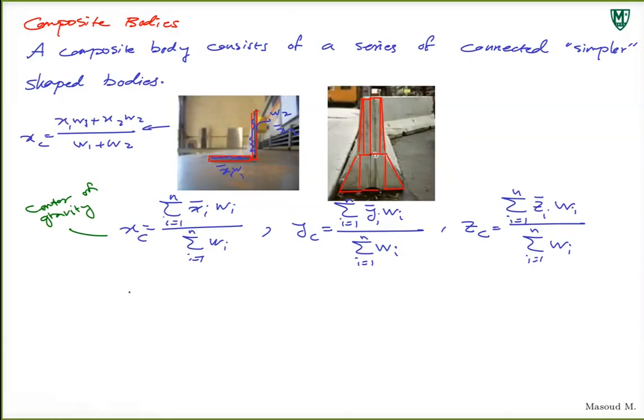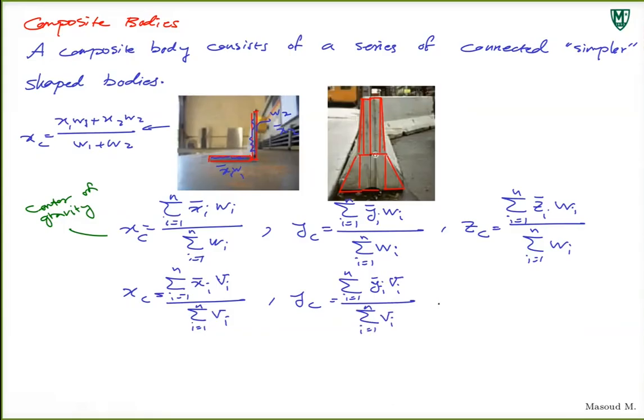If you want to calculate center of volume, for instance, that would be the summation of x bar i times the volume Vi, over the sum of all the volumes. YC for center of volume would be the sum of yi Vi, i from 1 to n, divided by the sum of all the volumes from 1 to n. ZC would be the summation of zi Vi for each body. If you divide into simpler bodies, for each body, the z coordinate of the center of volume of that body, multiplied by the volume of the body, divided by the summation of all the volumes.